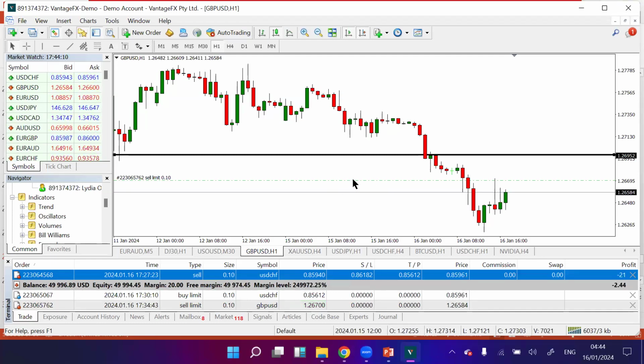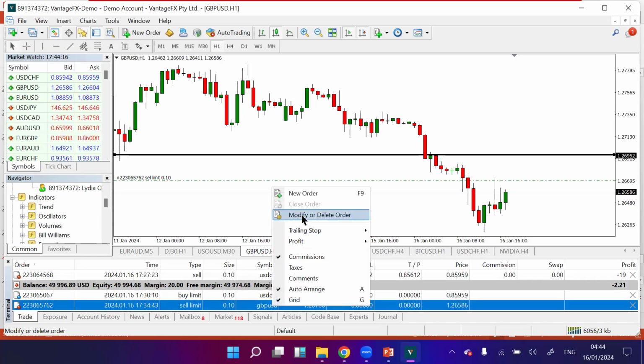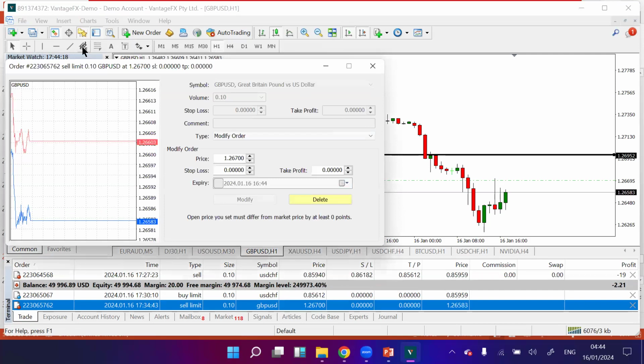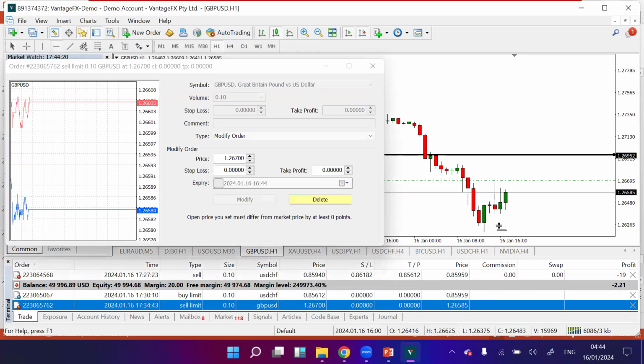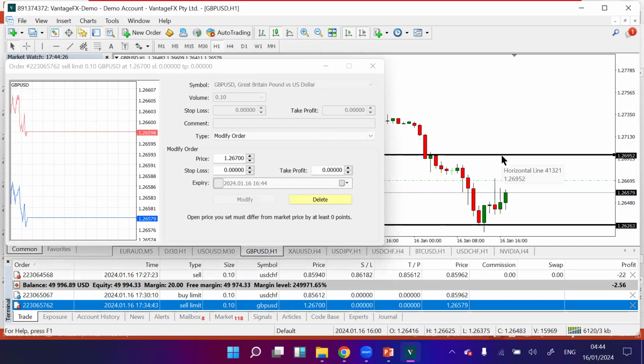So what we do now is we come to this trade, GBP USD, and we click on modify. Let's say we're putting this here as our take profit, and this is our stop loss. So we modify the trade.